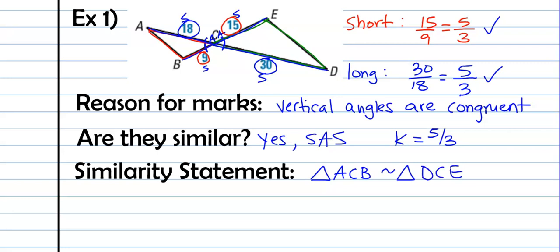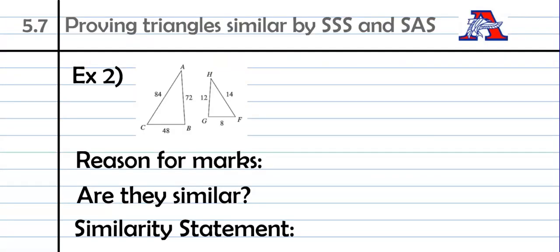Like so. All right, example 2. This time we have a whole bunch of sides, so I'm thinking that they might be similar by side, side, side. I do notice that there's really nothing else extra that we can add, so we should just go ahead and start checking sides. So I'm going to do short and middle and long.